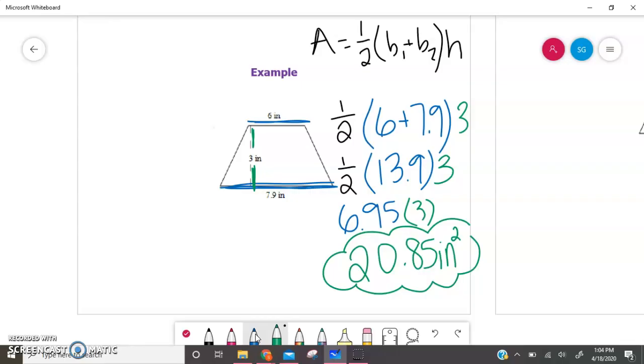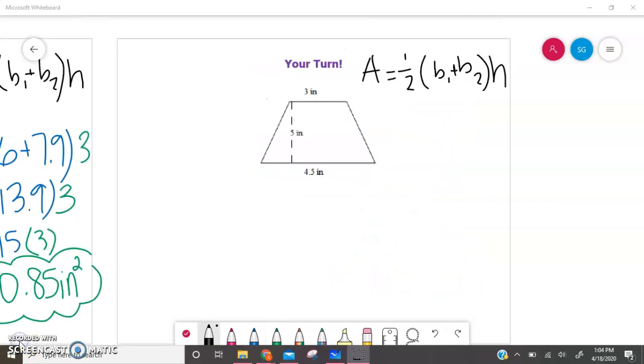All right, and we're going to move on to the last example, which you are going to do next. So go ahead and solve for the area of this trapezoid. I've given you the formula as a reminder. All right, the first thing is identifying. We have our bases, which are 3 and 4.5, and then we have our height, which is 5. So if we start filling out that formula, it should have looked like this.